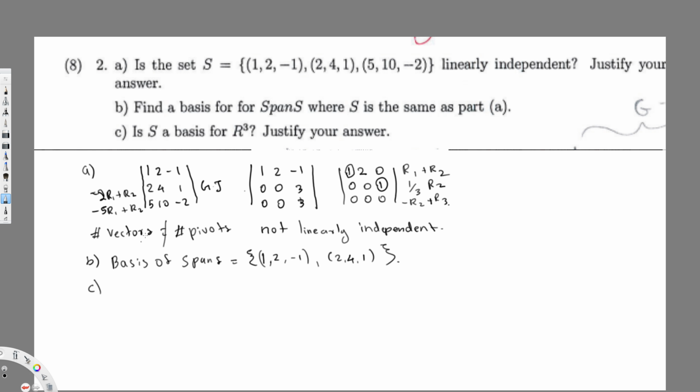The third question is, is S a basis of R3? It's not a basis of R3, because in order to be a basis of R3 it must contain three linearly independent vectors, but in this case we only have two right here. We solved it and proved that it only has two. It means the third one is not linearly independent. So we have only two, which means this is not a basis of R3. So that's my final answer.